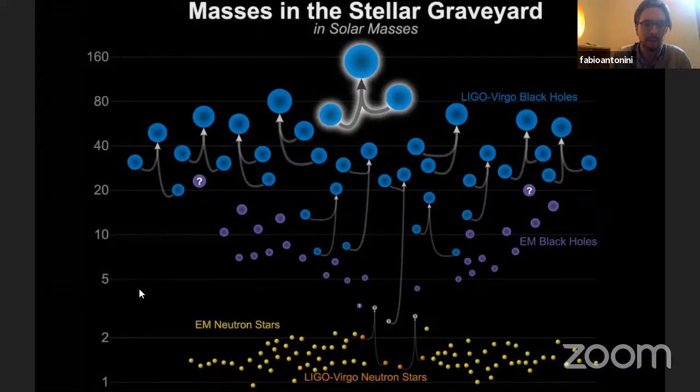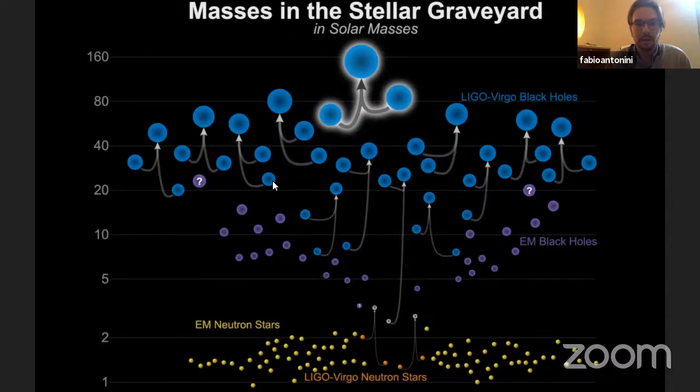Then you have what we call the mass gap between 2 and 5 solar masses, where there was not really any detection of a black hole or neutron star. And then below 2 solar masses, you have neutron stars, and a couple of them have also been detected through their emitted gravitational wave radiation. You see from this figure how the LIGO observations have given us information about the mass distribution of the black holes. We have detected black holes that are much more massive than the black holes detected in X-ray binaries, extending our knowledge about the black hole mass function.